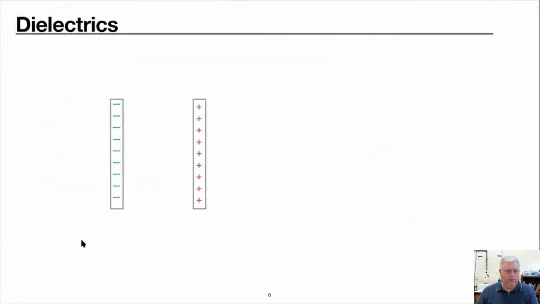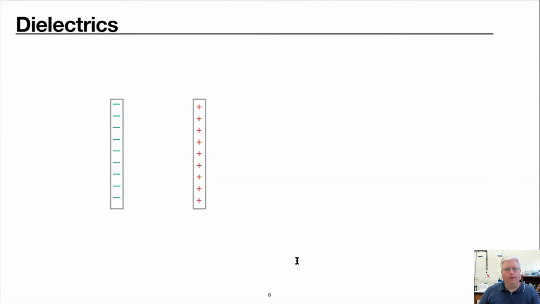Okay, then the last thing we'll look at is what we call dielectrics. If we have a parallel plate capacitor, let's say we place it in a vacuum. Remember, a vacuum means that we don't have any air, we just have empty space. And we could do this in the lab really easily.